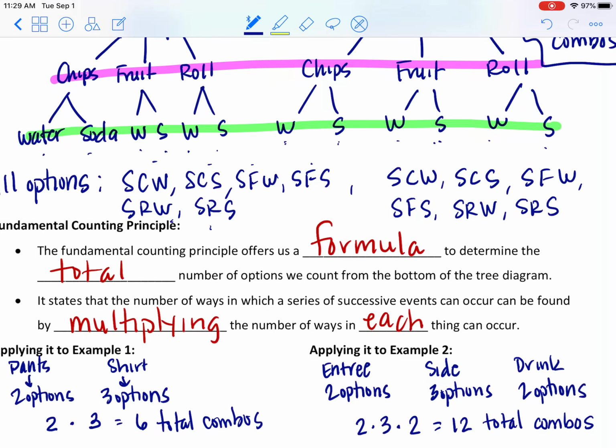Now, if we want to see exactly what each of those combinations is, that's what the tree diagram is really helpful for. It shows us soda, chips, water, or soda, fruit, sandwich, chips, whatever. It shows us all those options. So if we want to actually illustrate what each of the 12 outcomes are, then the tree diagram is really helpful for that. If we just need to know that there are 12 outcomes or 12 total combos, the counting principle is a quicker way to get to that number.